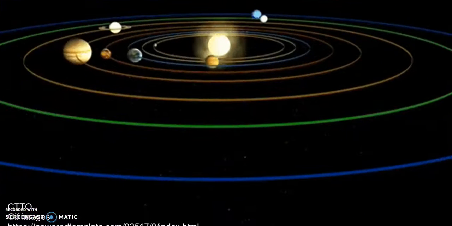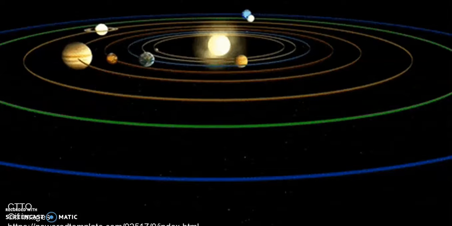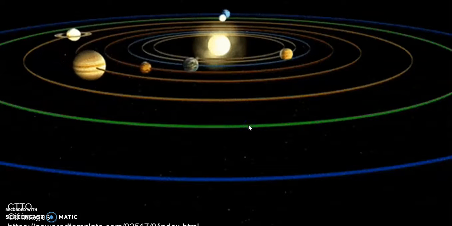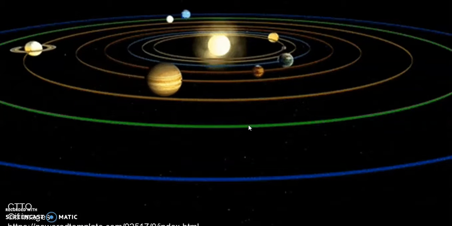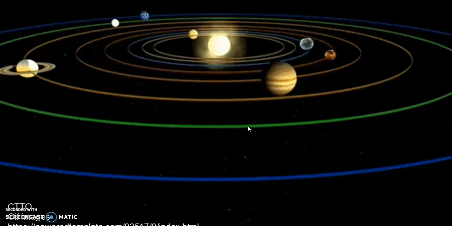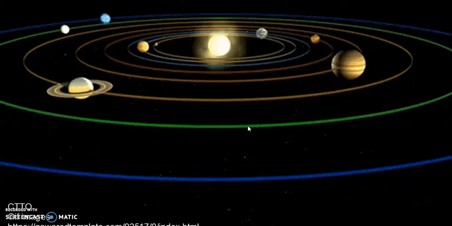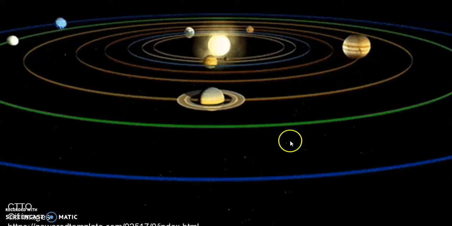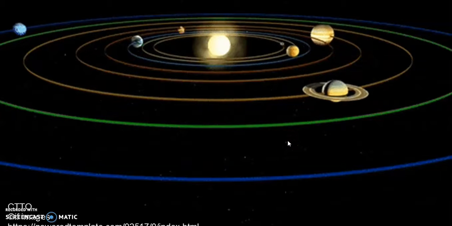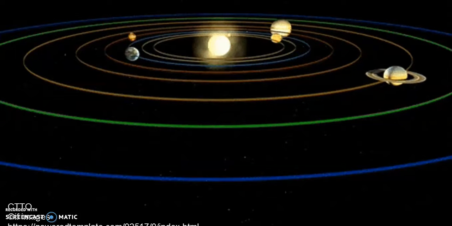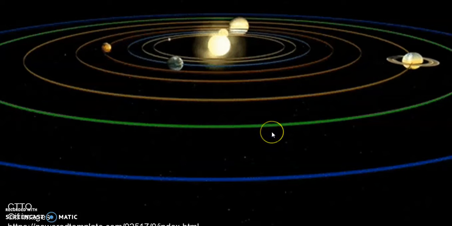Now, look at this diagram or this image. What does it tell us? Great. The image tells us that the planets revolve around the sun. Okay, I repeat, the planets revolve around the sun, but the sun does not revolve around the planets.